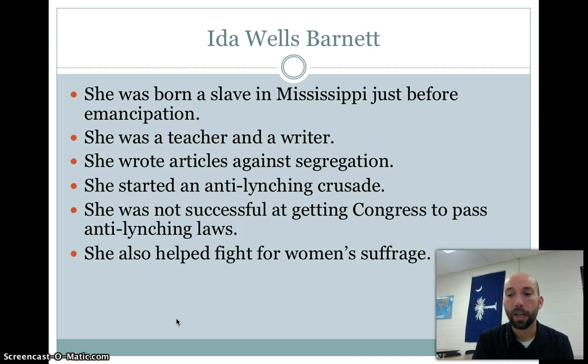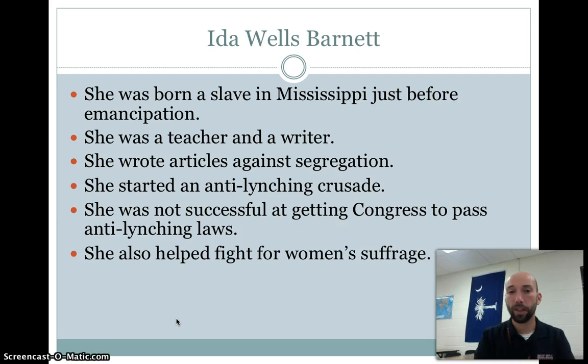And she's really not successful at getting anti-lynching laws passed, but she does raise awareness of the conditions of African Americans on both the national and international levels. So she helps bring attention to the fact that African Americans are being lynched in the South and being grossly mistreated. So what you see is that all three of them have different approaches.